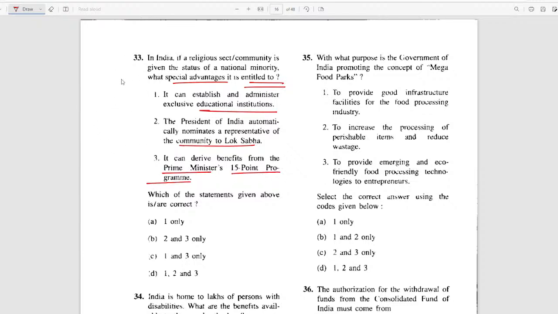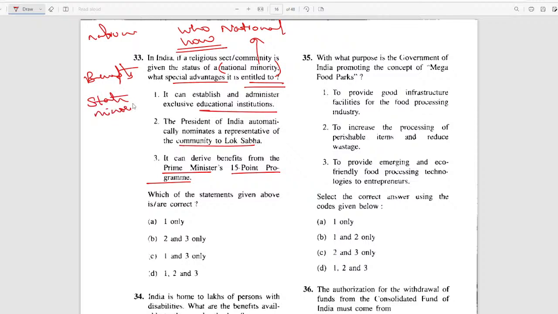So the important thing here is the status of national minority. And what are the advantages? What is a national minority? How is it given? I mean, who can be given national minority status? Who can get it? How can you get it? And who will declare it, how a national minority is declared, and the benefits of it. When they are talking about national minority, you have to see whether there is a concept of state minority or not. What are the benefits of getting declared a national minority?